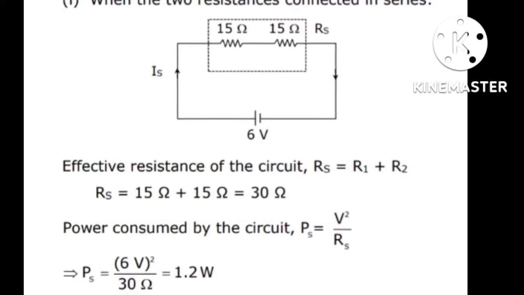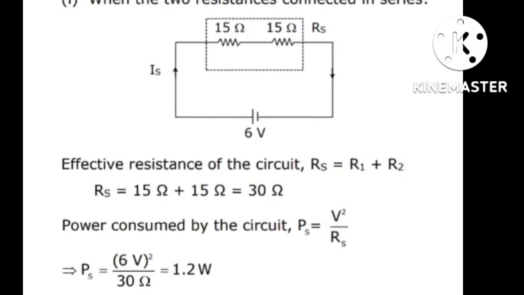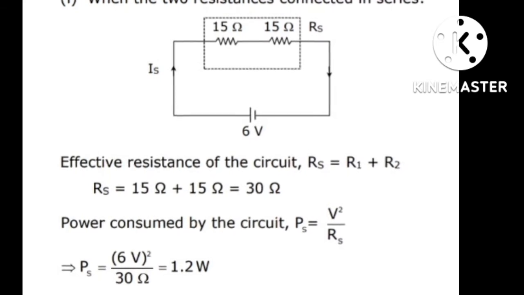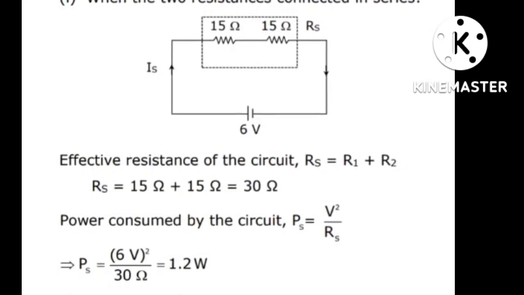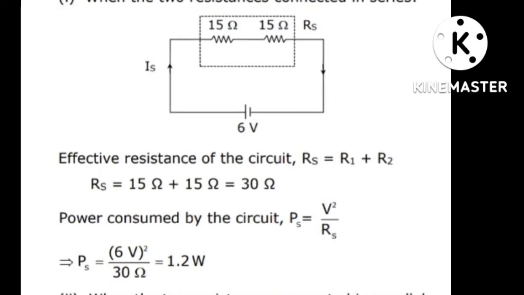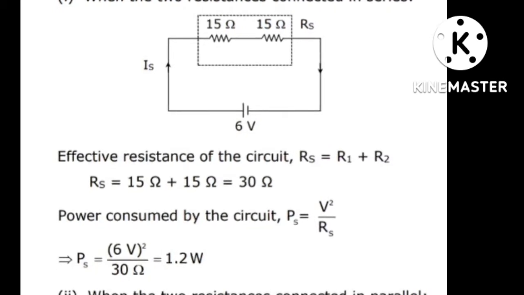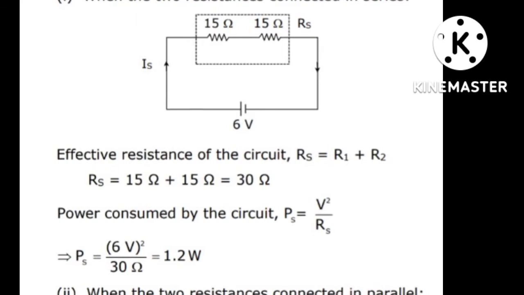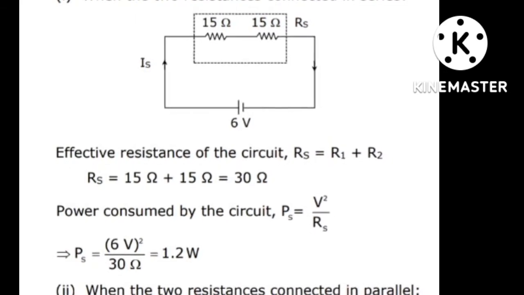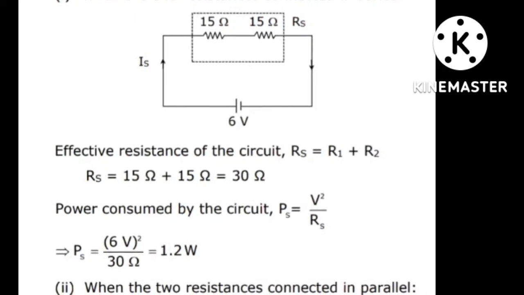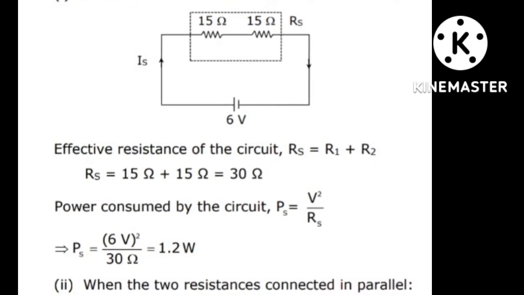And then we have to calculate the power consumed by the circuit. So how can we calculate the power consumed? We have power P is equal to V square by R. Here we can substitute the values of V and R. Then P will be equal to 6 volt the whole square divided by 30 ohm. So that will be 1.2 watts.